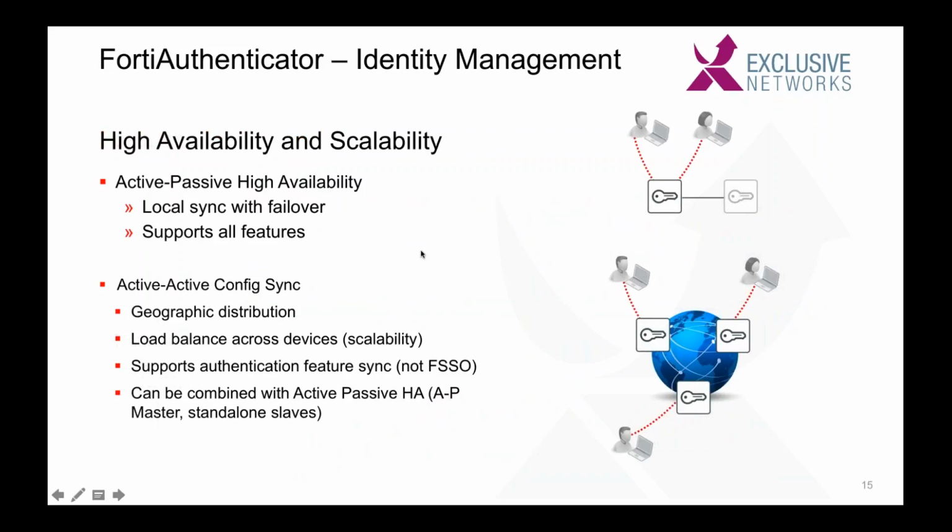And then, as with other Fortinet appliances or virtual machines, we can have active passive for high availability. We can do a local sync with failover. This option, the active passive, actually supports all features within the unit. If we're doing an active config sync, then we can separate this out via geographical location. So you might have, I don't know, one FortiAuthenticator in Manchester, one FortiAuthenticator in Leeds, and they will pass information between the two of them. And it also supports the authentication feature. However, this does not include the Fortinet single sign-on option.